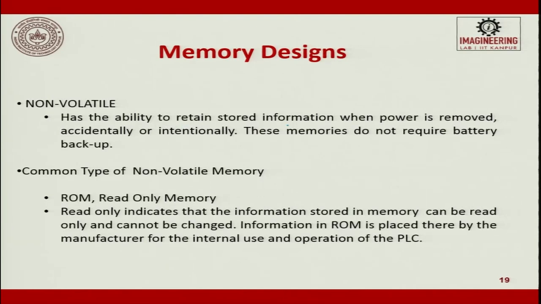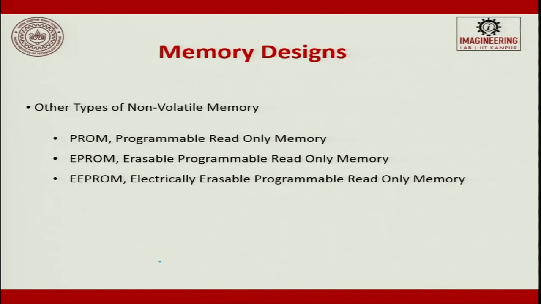Non-volatile has the ability to retain stored information when the power is removed. This is a ROM space. So, this is generally basic functions, removed accidentally or intentionally. These memories do not require battery backup. The common type of non-volatile is ROM. Read only indicates the information stored in the memory can be read only and cannot be changed. The information in ROM is placed there by the manufacturer for internal use and operations.